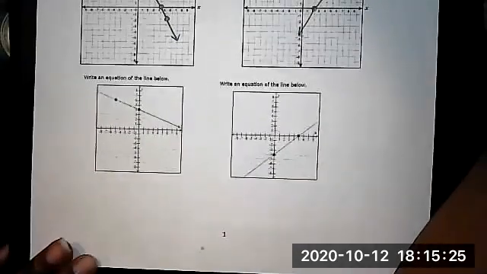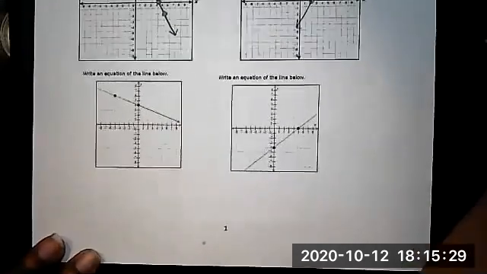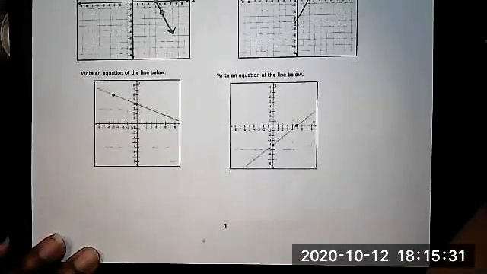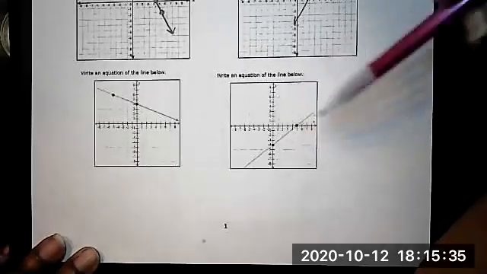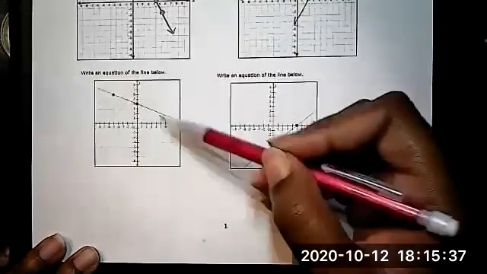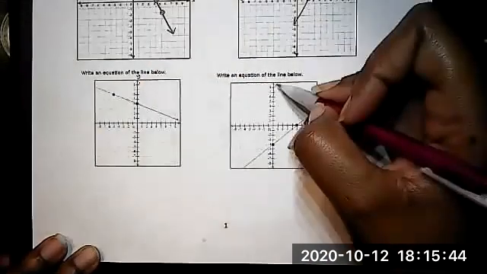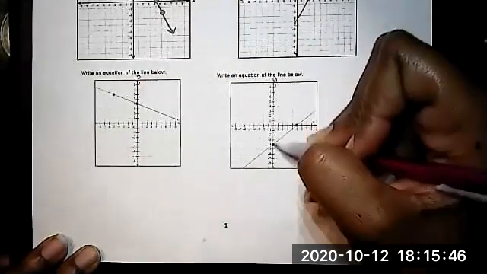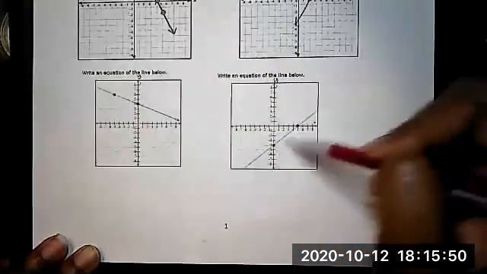Now, there's multiple ways to do this, and for these two, we'll write an equation of a line using the slope and the y-intercept, because both of these have a y-intercept. You see, this is your y. So wherever it crosses is your y-intercept, and then we can find the slope using the 2 points, okay?